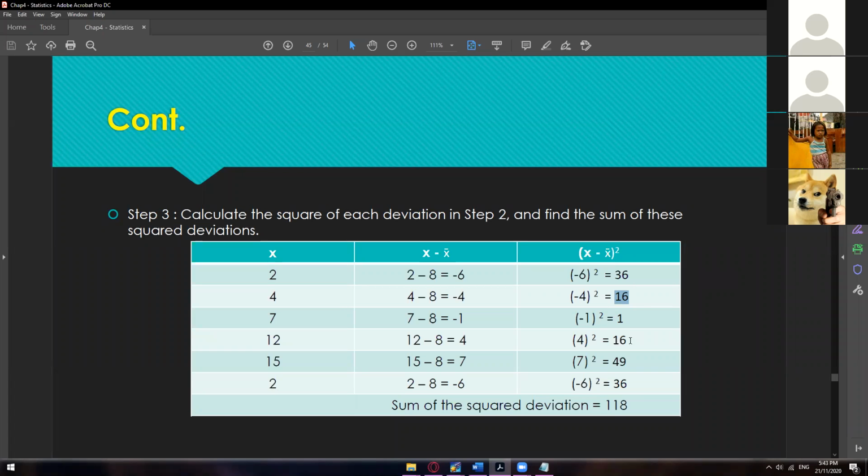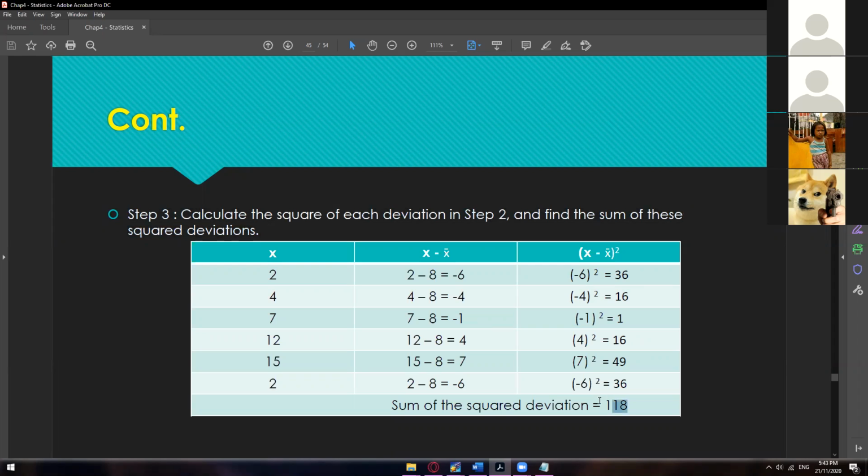4 squared is 16. 7 squared is 49. And then negative 6 squared is 36. So as you can see, whether you have a positive or negative value, it will always become a positive value since they are squared. So just add all of those. Then here's now the sum of the squared deviation for step number 3.